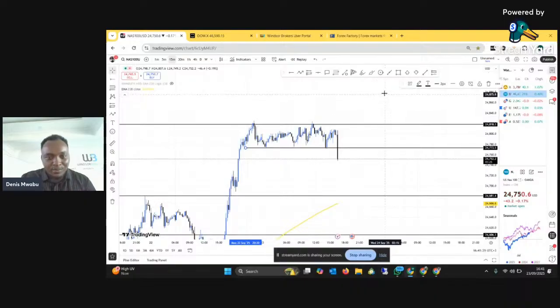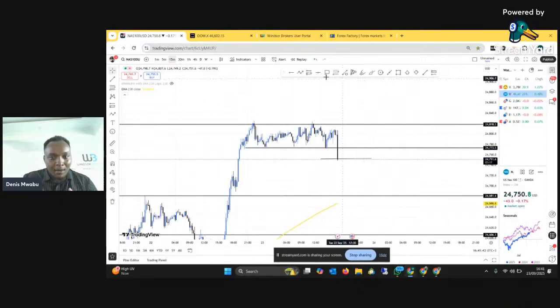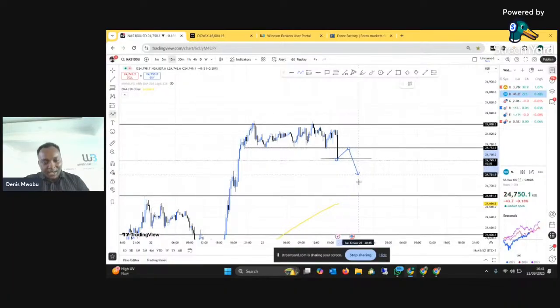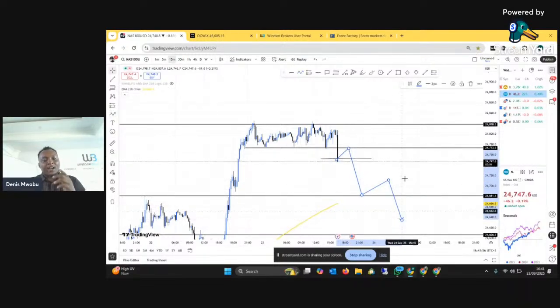What will I do? This is high skill trading, guys. I will wait for it to come back and respect the breakout. After respecting the breakout, when it breaks out again is when I can participate in the sell.